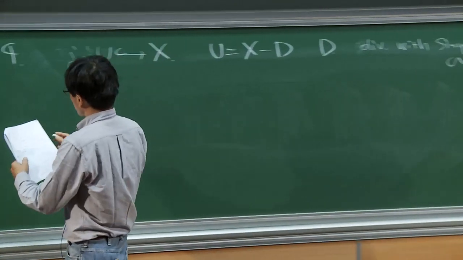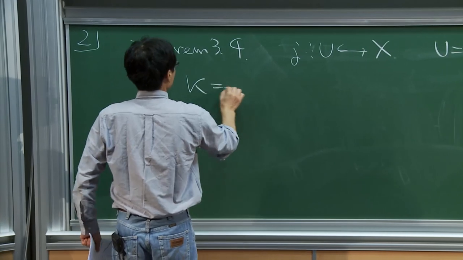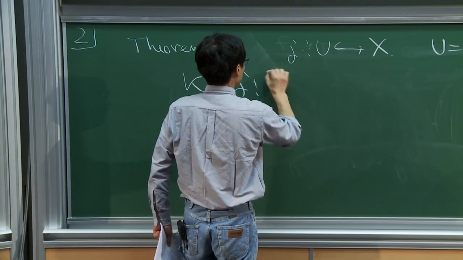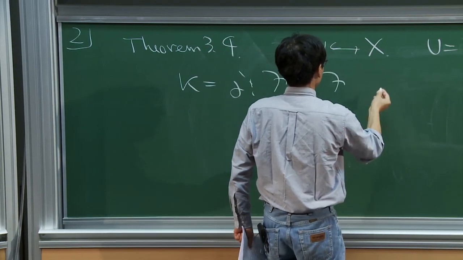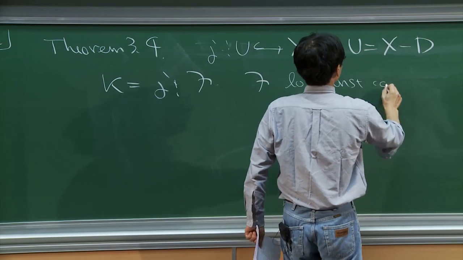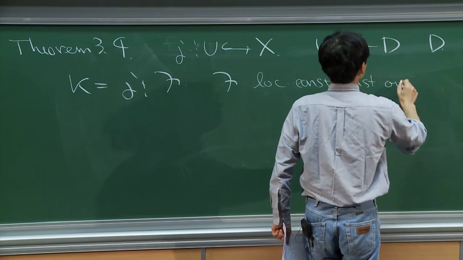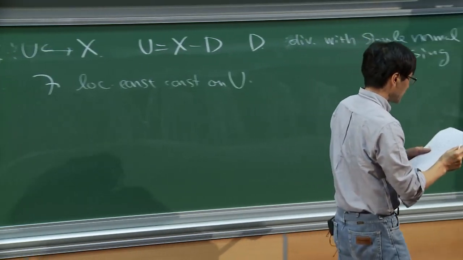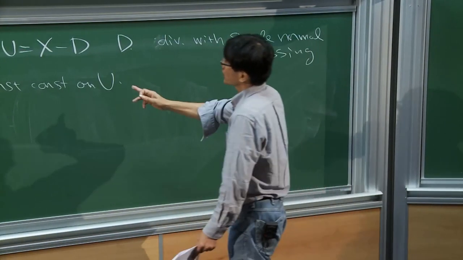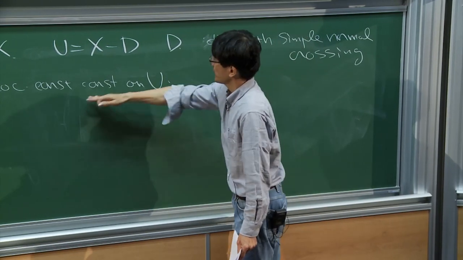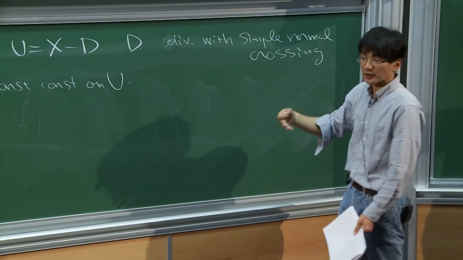And I assume that my K is the zero extension of F, so F is locally constant, constructible on U. And I need to assume one technical condition, so then we may have ramification of this sheaf F along this divisor D on the boundary.